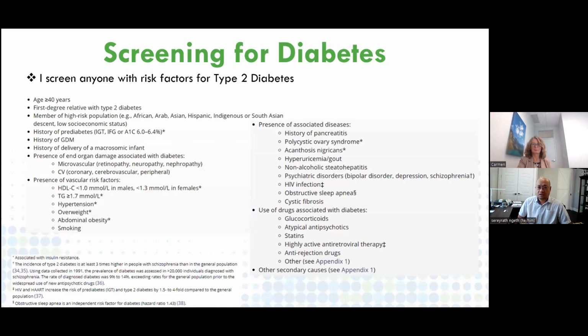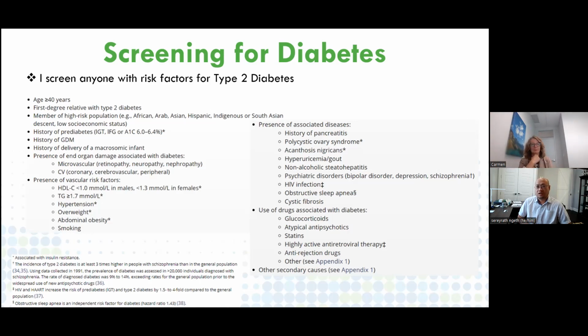Those with a family history, especially first-degree relatives of type 2 diabetes, members of high-risk populations, specifically the Asians, Hispanics, South Asian population as well. Those who have a history of pre-diabetes, I screen regularly. If a woman has ever had gestational diabetes, I screen them often as well, usually every year. If a woman has ever had an infant who was very large, I also screen them. Other medical conditions that are associated with diabetes, I screen as well.